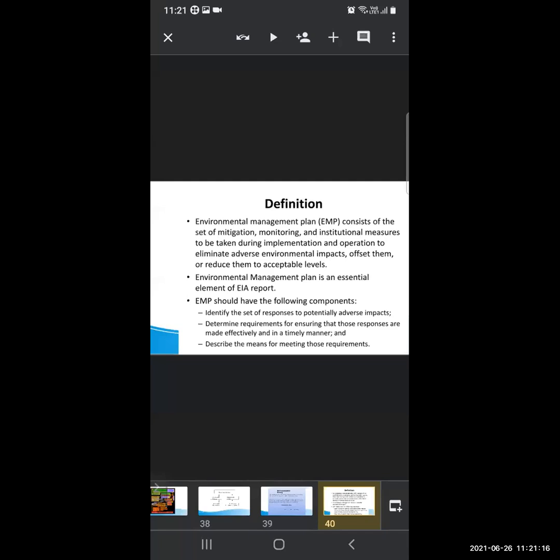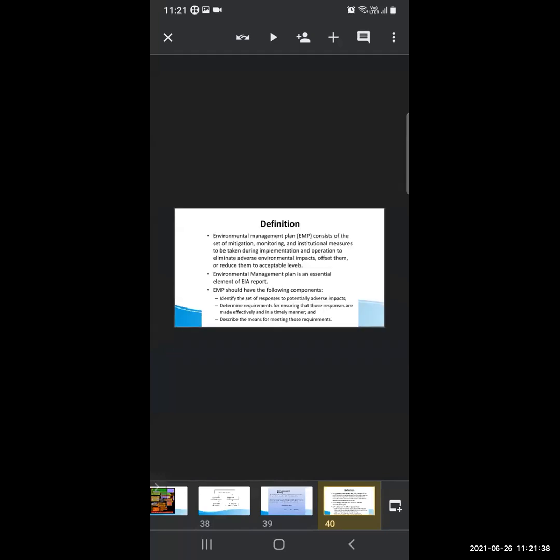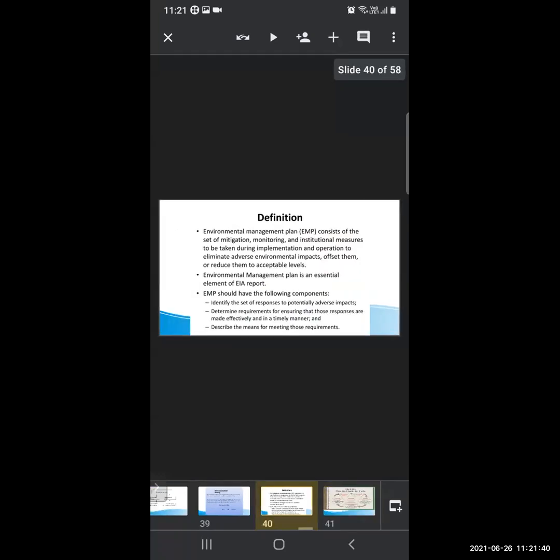Environmental management plan is an essential element of the EIA report. EMP should have the following components: identify the set of responses to potentially adverse impact, determine requirements for ensuring that those responses are made effectively and in a timely manner, and describe the means for meeting those requirements.